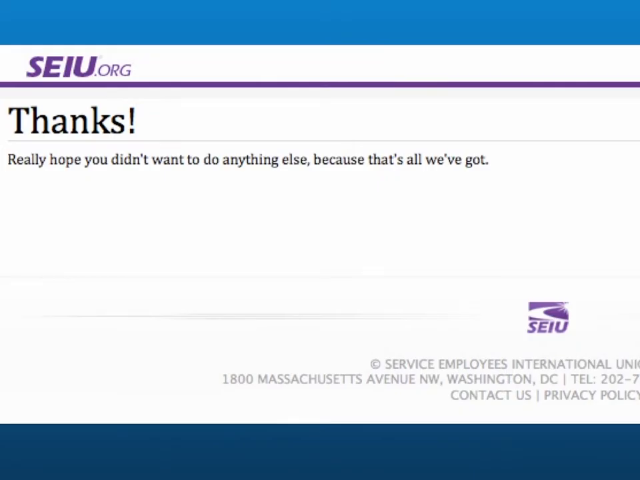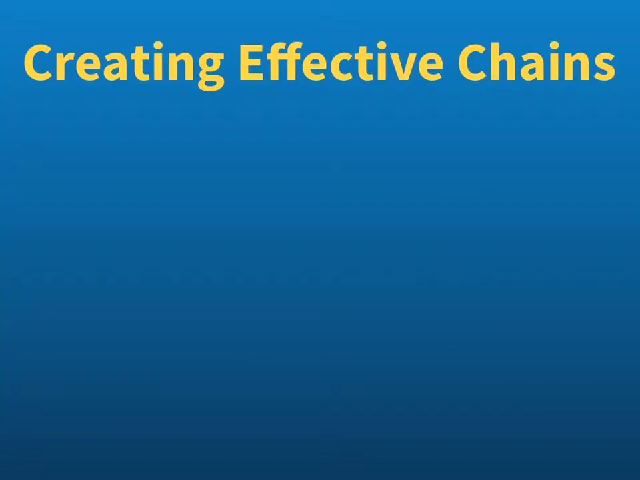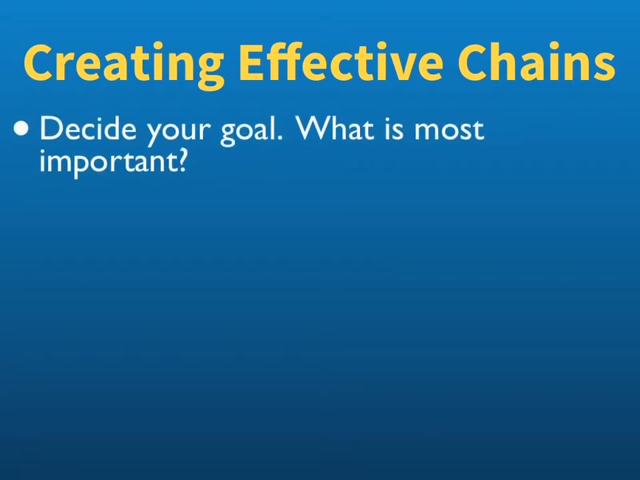How many times have you been to a website and you sign up and all that it says is, thanks, I hope you didn't want to do anything else because that's all we're asking you to do right now. We're just asking you to do that one thing. Thanks, you're done. It's a rate of diminishing returns, but some people might actually want to do something else after they've done that. So what instead you can do is create this effective daisy chain. This means you want to decide on your goal and what's most important.